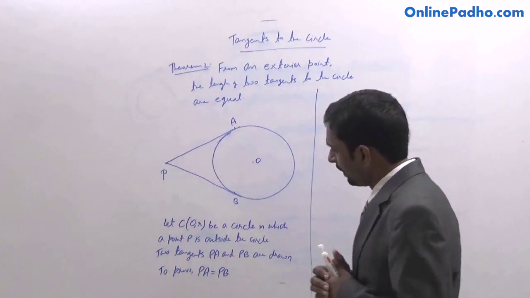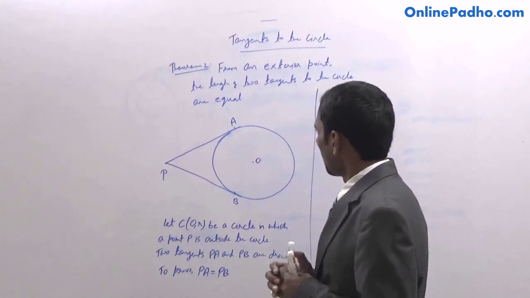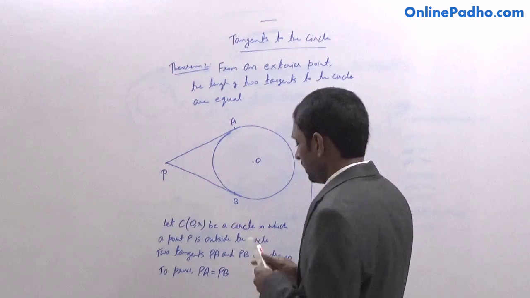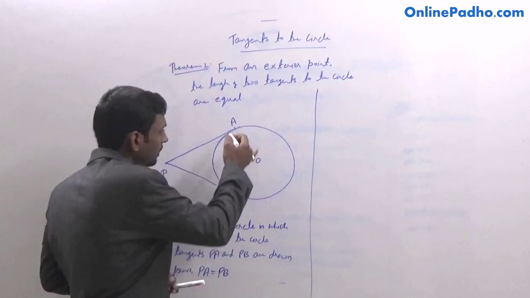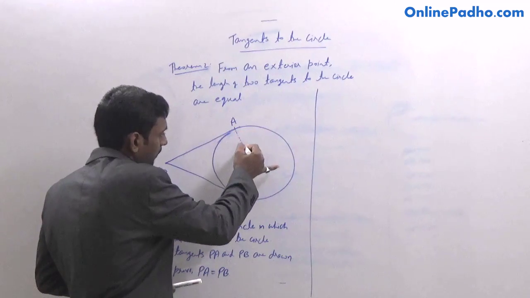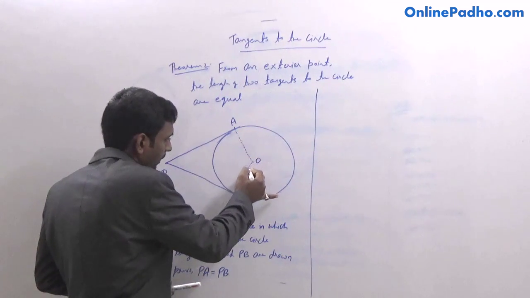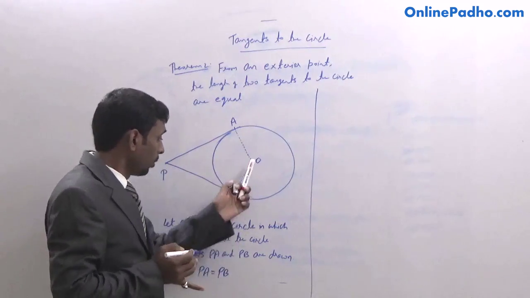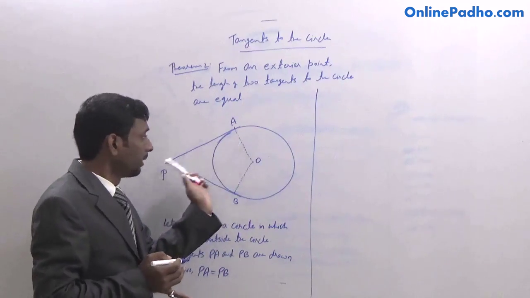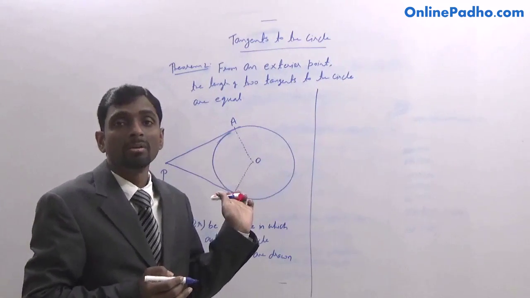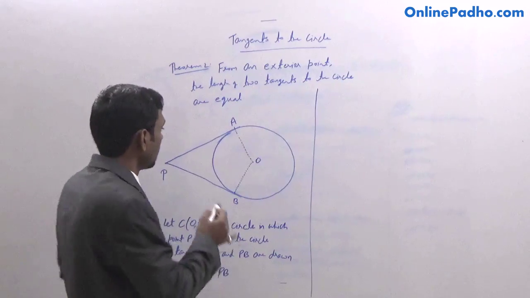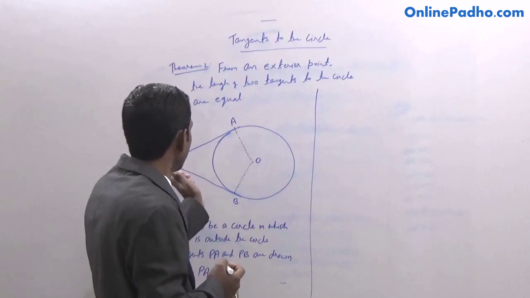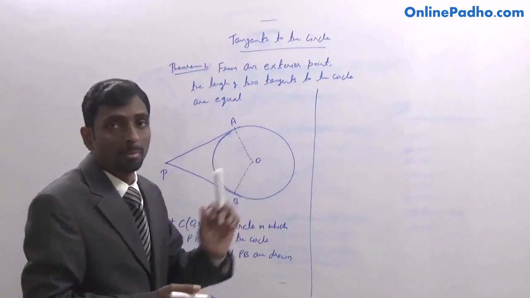Now how can you say that PA is equal to PB? I think we can use the property 1 here. We have some construction here. So what type of construction? We can join the center with point A and we can join the center with point B. What is the benefit of joining this? We can say OB is perpendicular to PB and OA is perpendicular to PA. Why? Because of theorem 1. Theorem 1 said that a tangent must be perpendicular to the radius.